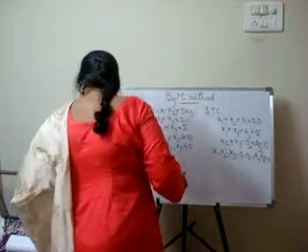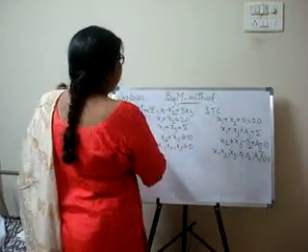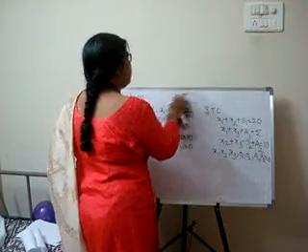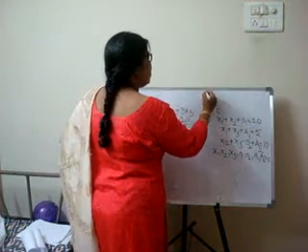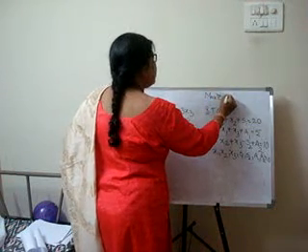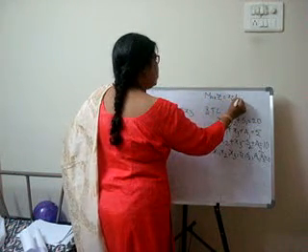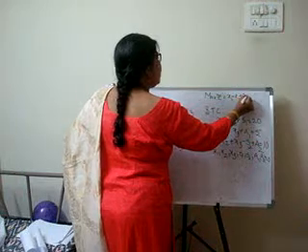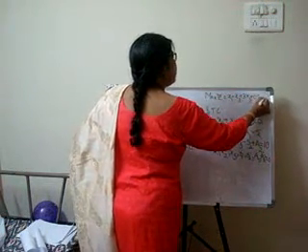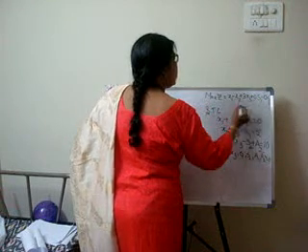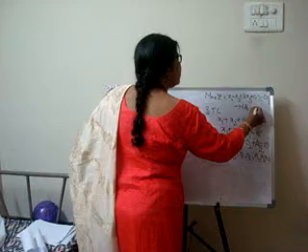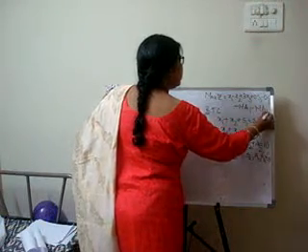Now we have to write the objective function. Maximize z is equal to x1 minus x2 plus 3x3 plus 0 into s1 minus 0 into s2 minus M into A1 minus M into A2.